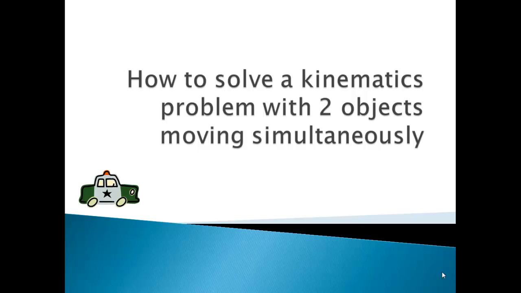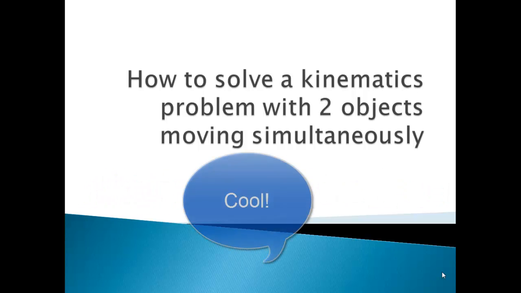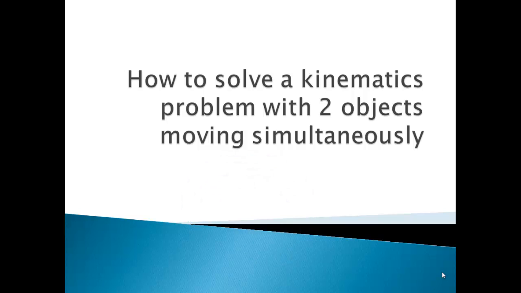A challenging problem for students to solve is one that involves two objects that are moving simultaneously. A good example of that might be a problem that says a speeder traveling at 35 meters per second passes a police officer who immediately gives chase by accelerating at 3 meters per second squared until he catches him. And typical questions might be, how long did it take the police officer to catch the speeder, and how fast was the police officer going when he caught him?